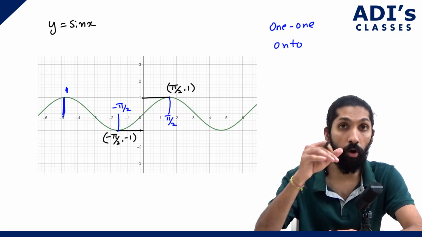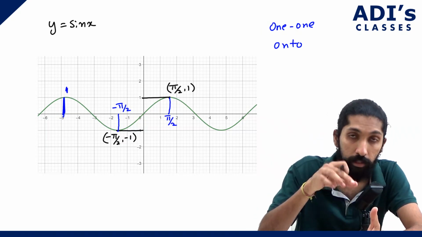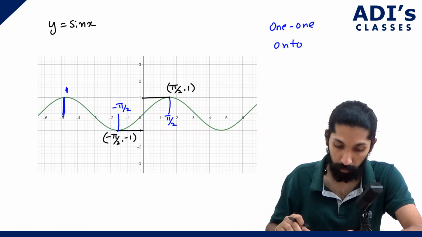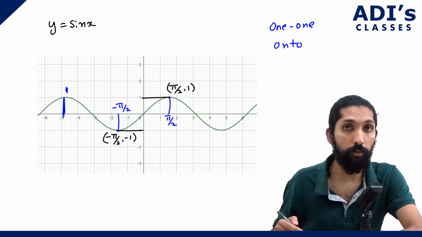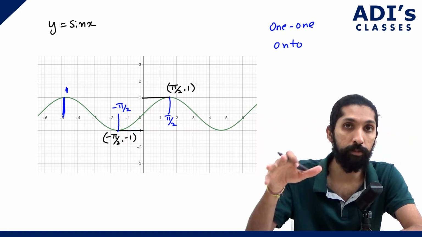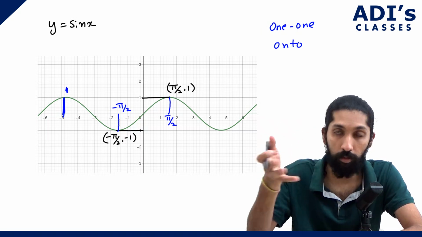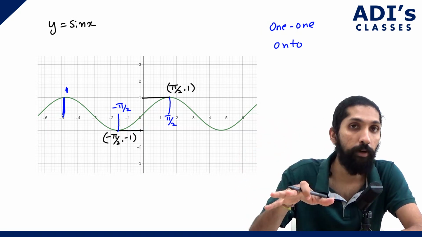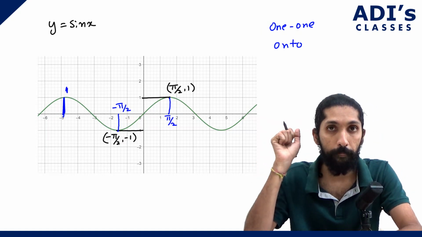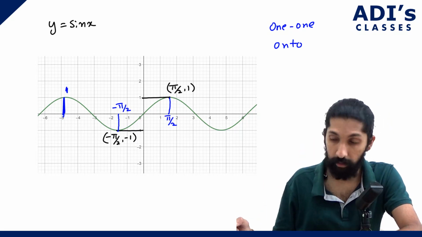When we talk about the onto part, for every value of y, there should be a value of x. So if you have any value of y between minus 1 to 1, then we do have a value from minus pi by 2 to pi by 2. Take any number from minus 1 to 1, and we have a value for x between minus pi by 2 and pi by 2. So the function is also onto, and the proof of that is in the graph.